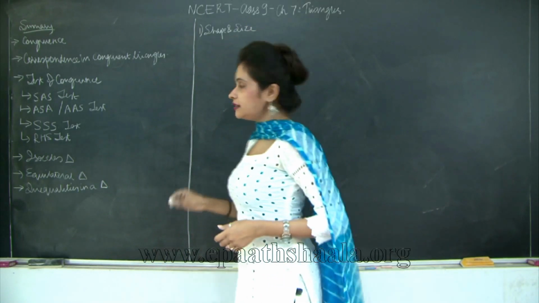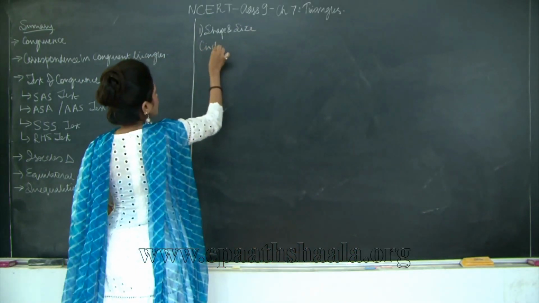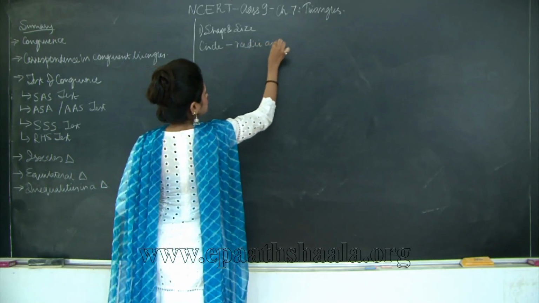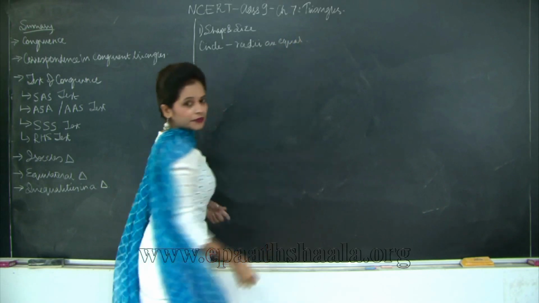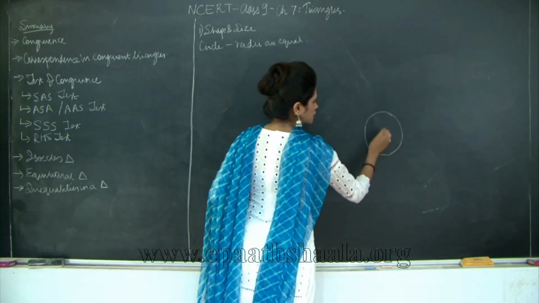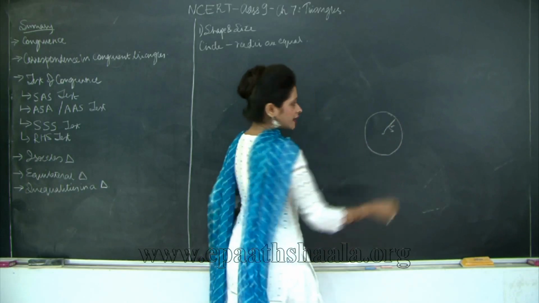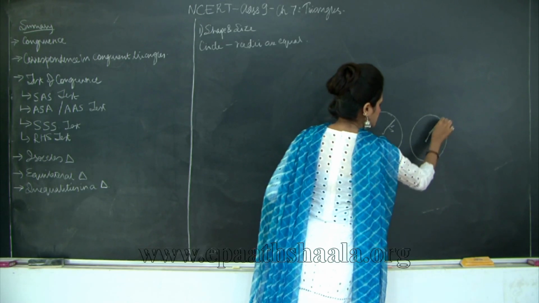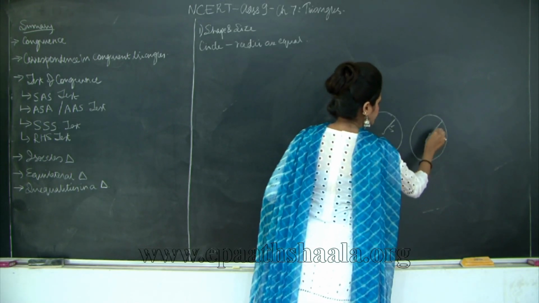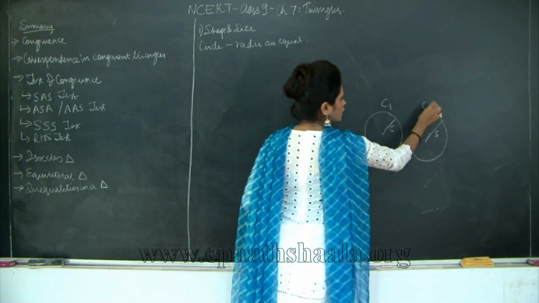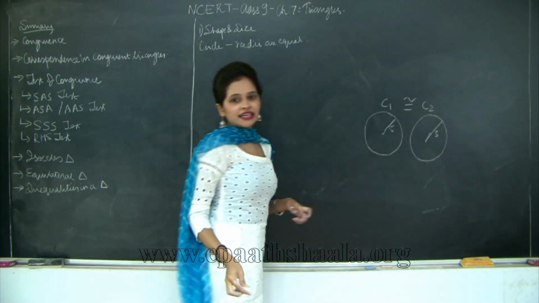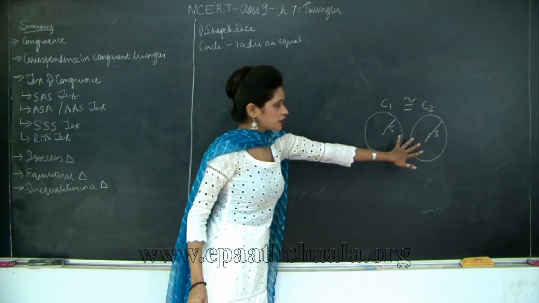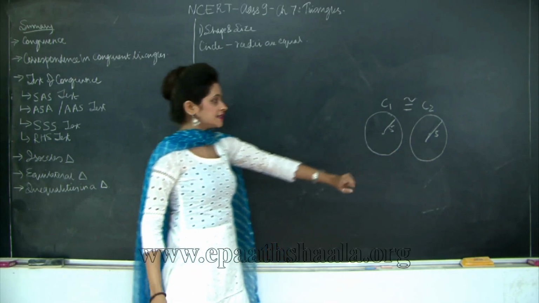So if you take a circle, two circles would be congruent if their radii are equal. For example, if I have this circle here of 5 centimeters, 5 units, then I have another circle here. If the radius is 5 units, then you can say that circle 1 is congruent to circle 2 because both have equal radii. The singular is radius, and if I am taking both radii into consideration, they are known as radii.